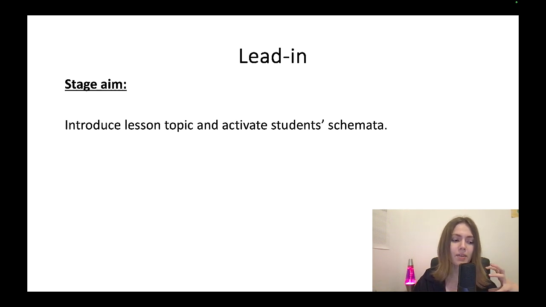Schemata is a term that we borrowed from psychology, and it's a person's understanding and knowledge of the world around them. It's important for an English lesson and any foreign language lesson because once the context is clear, it lets them decode the meaning of the language. So they rely on their knowledge of the world to help them understand the language used to describe it.